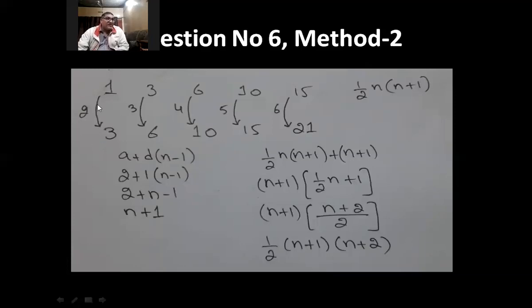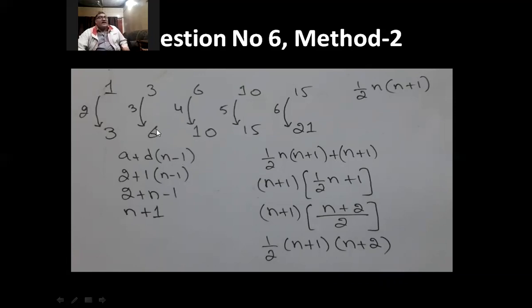Let me check the difference between them. 1 plus 2 is 3. 3 plus 3 is 6. 6 plus 4 is 10. 10 plus 5 is 15. And 15 plus 6 is 21. So you can see that these are the sequence number 1 members, and these are the sequence number 2 members.